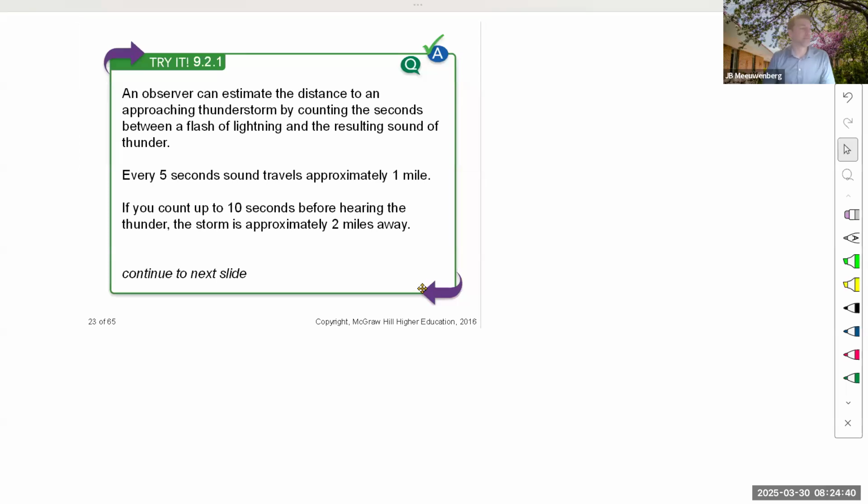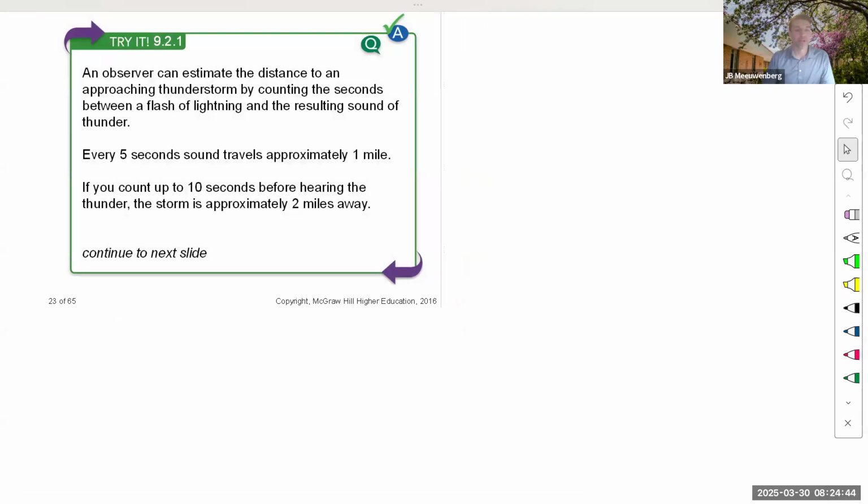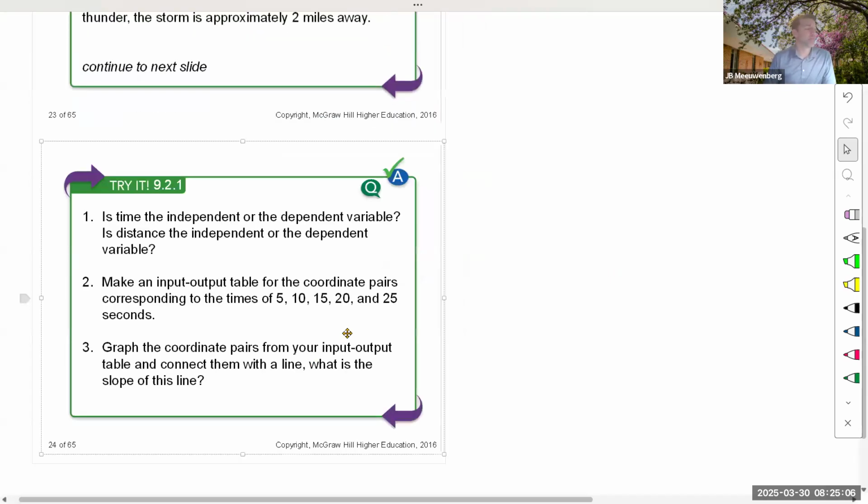And so here's the first part of the problem, the first bit of information that we have. It says an observer can estimate the distance to an approaching thunderstorm by counting the seconds between a flash of lightning and the resulting sound of thunder. Every 5 seconds, sound travels approximately 1 mile. So if you count up to 10 seconds before hearing the thunder, that means the storm is approximately 2 miles away. So here is your question then.